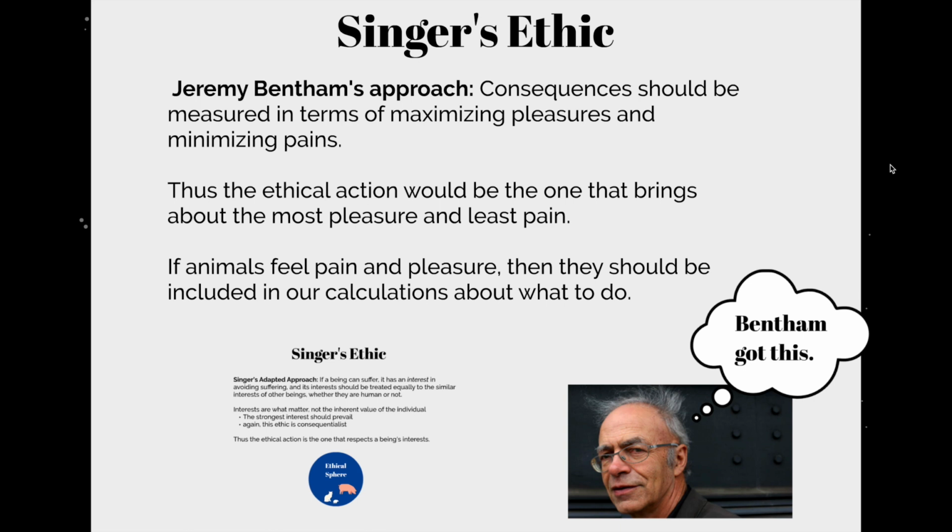Well, we already actually have an ethic that was developed in the 1800s. Jeremy Bentham specifically wrote about how we should treat animals. He argued that consequences should be measured in terms of maximizing pleasures and minimizing pains. We should just apply the principle of utility. Thus, the ethical action would be the one that brings about the most pleasure and the least pain for everyone. And if animals feel pain and pleasure, then they should be included in our calculations about what we should do. Seems like Bentham got this. All we need to do is place animals in the ethical sphere.